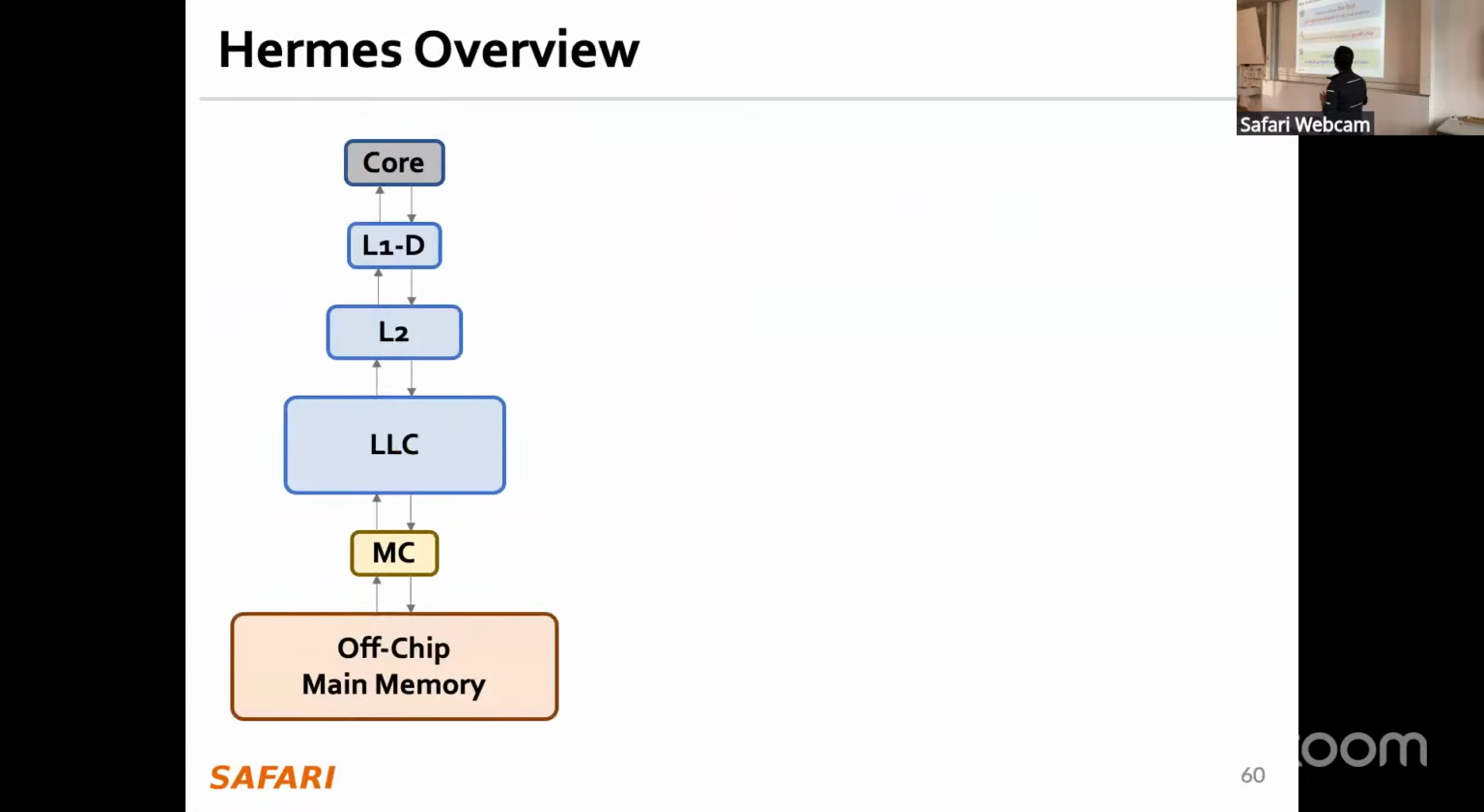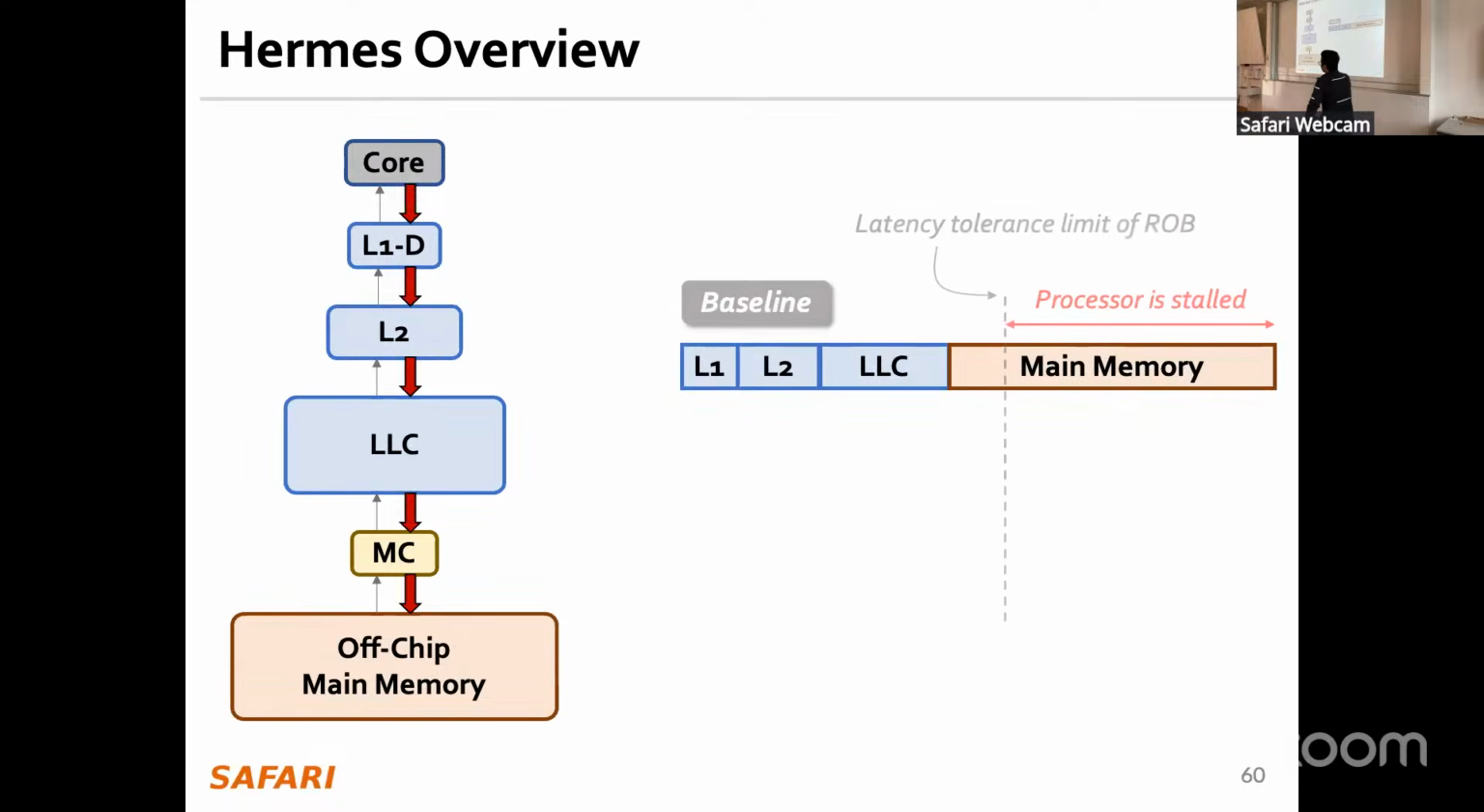Now, how does Hermes work? This is exactly how it works. This is the baseline case. As I said, you would access the L1 data cache, L2, LLC, then the memory controller, and off-chip memory. So this is what your timeline would look like. Your processor is also designed with the reorder buffer, which basically sustains the memory access latency. At some point, your reorder buffer would be full, and for the rest of this memory access, your processor would stall. Nothing can be done, right?